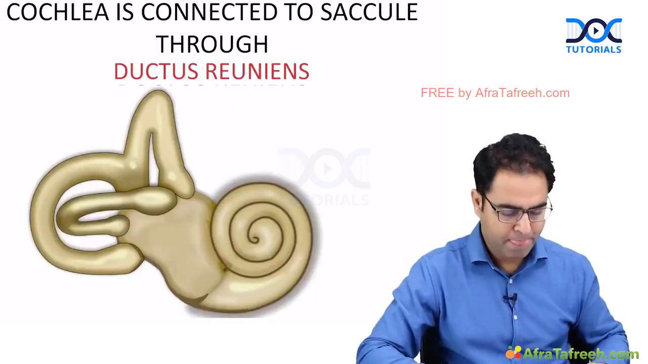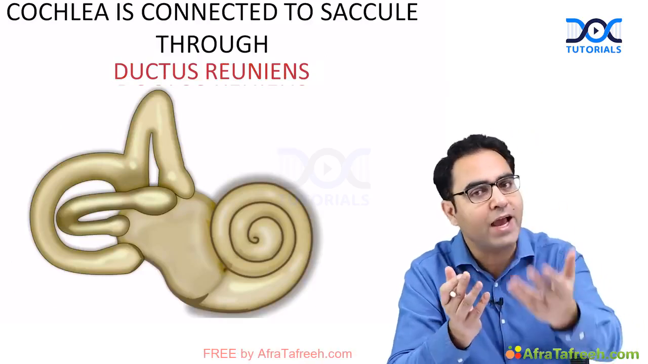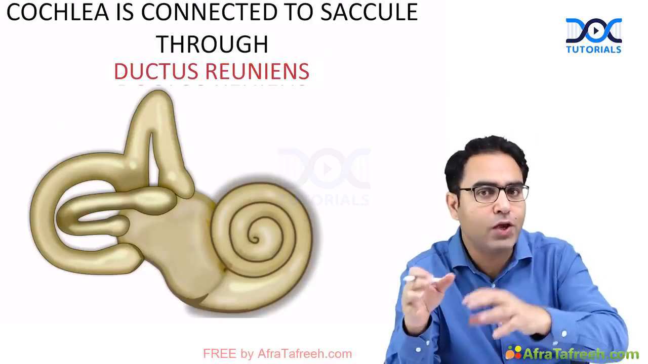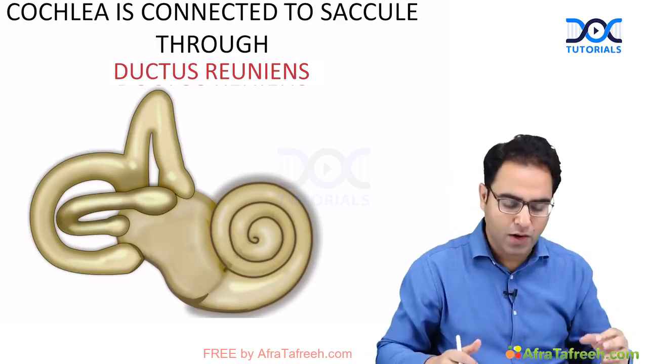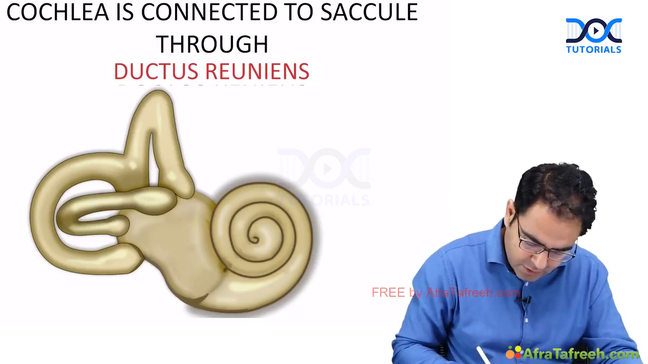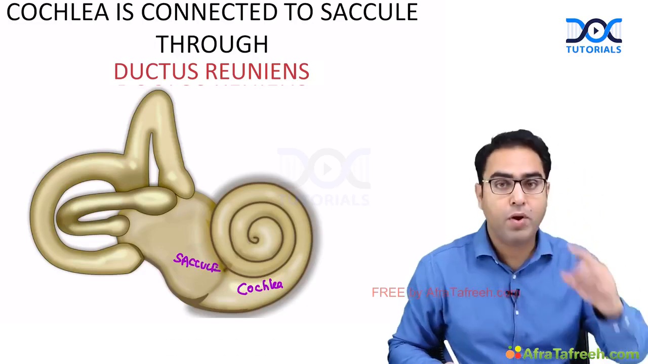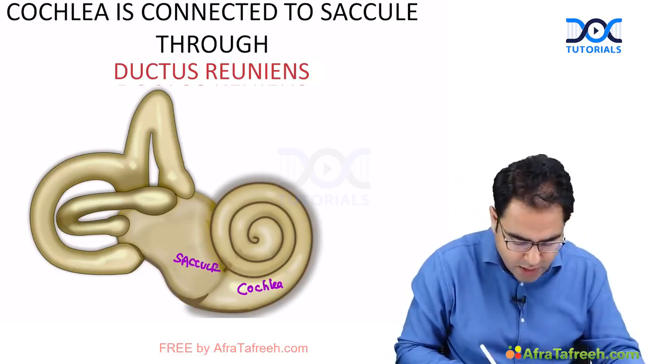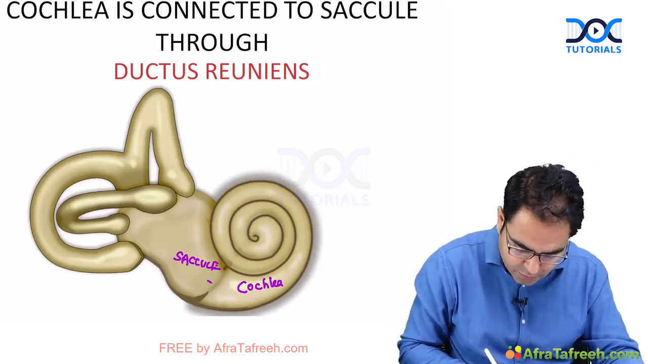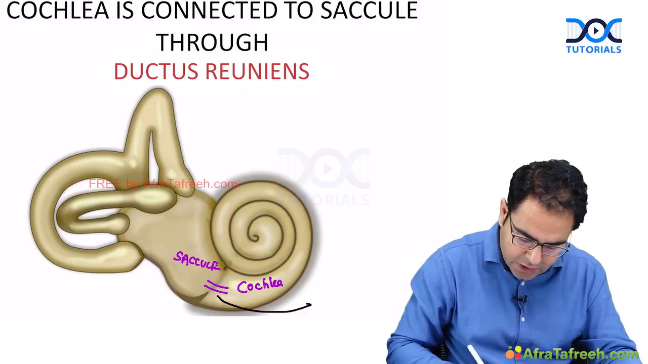Let's go further now. Let's go to the neighbor of the cochlea, and the cochlea's neighbor is the saccule. Cochlea and saccule are interconnected via a channel called ductus reuniens. Look at the screen. This is my cochlea, and this is my saccule. I know from embryological discussion that cochlea and saccule are neighbors, and they are connected through a channel called ductus reuniens.